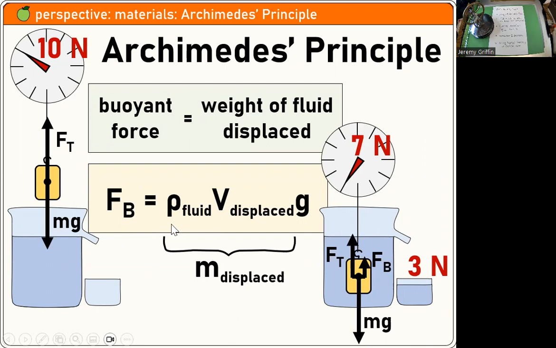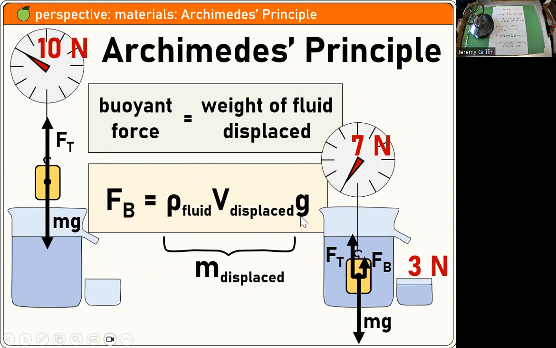And you could break down that formula and say buoyant force is equal to the weight of displaced water. The density times volume of that fluid represents the mass of the fluid, times the gravitational field of the planet. That's the same thing, right?